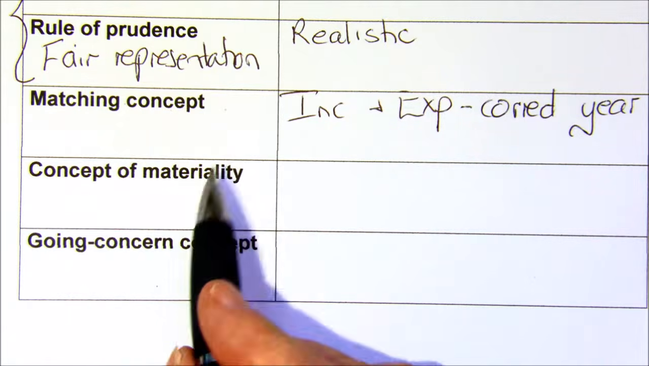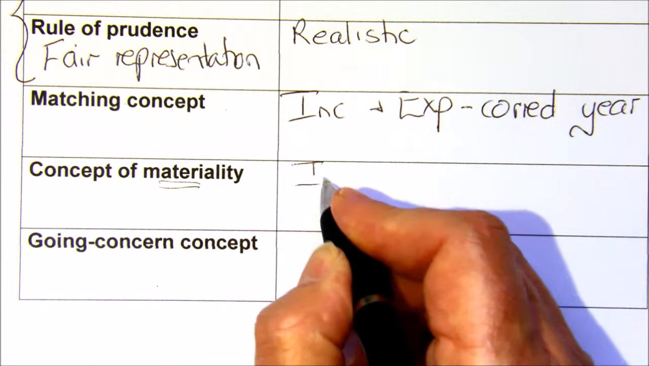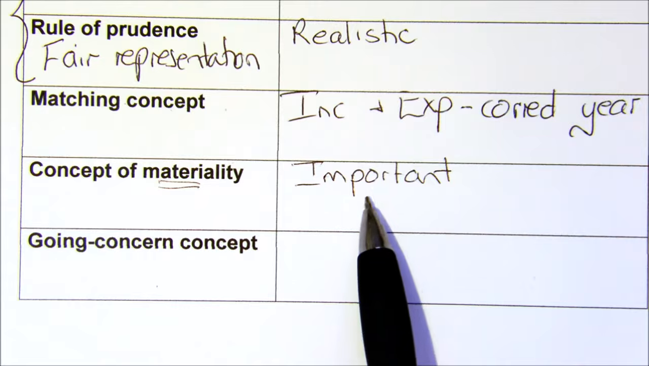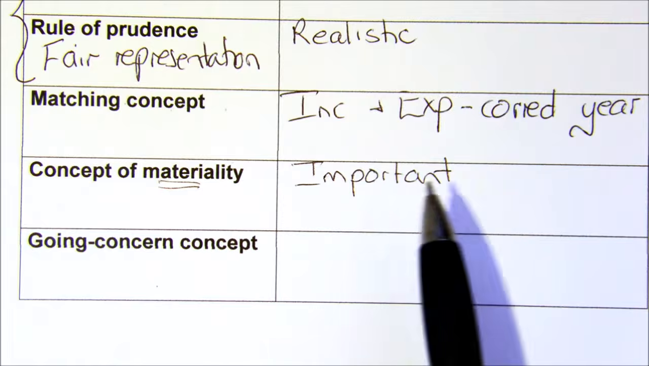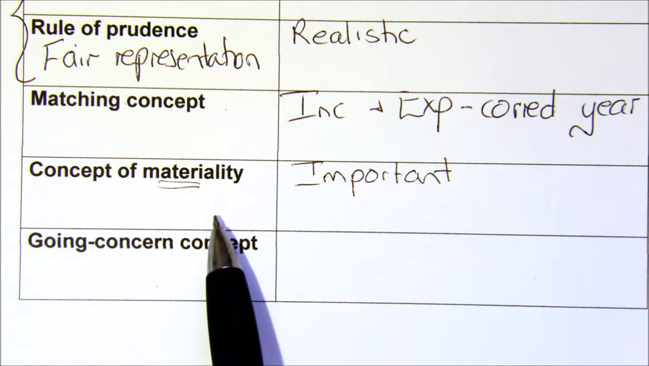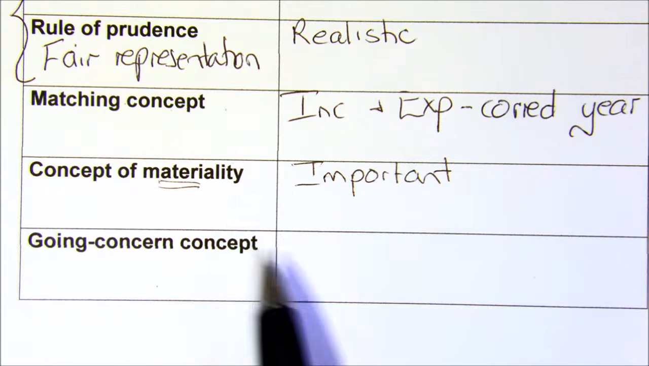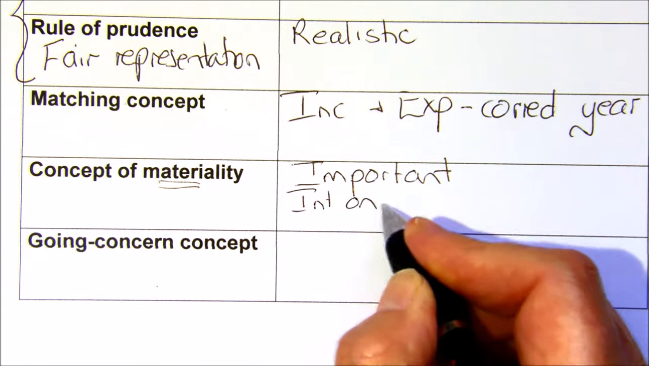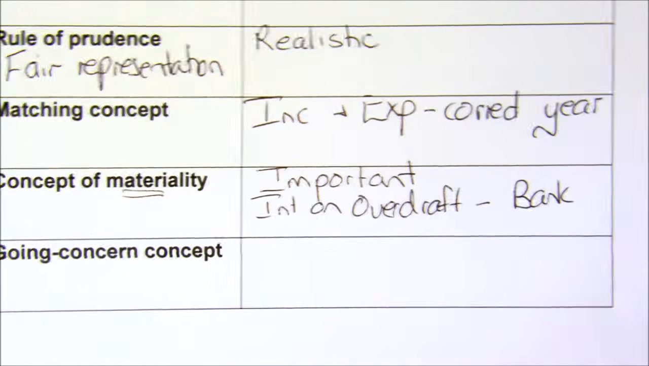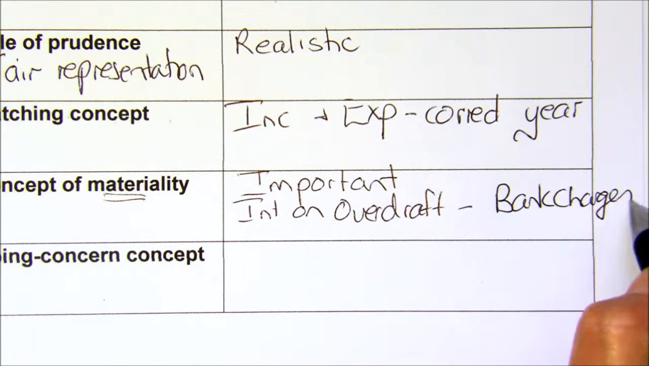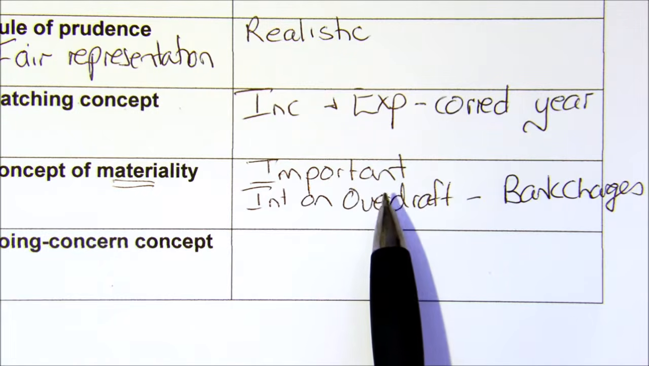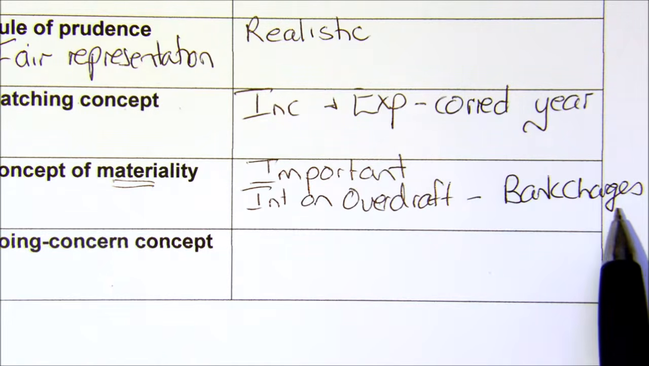The concept of materiality. Now this word materiality means, is it important? So often in a court of law you will hear this is material evidence. It's important evidence. Now if something is important in our books, we must show it separately. That is the reason why interest on overdraft is not a bank charge, because it is important to know what our interest is costing us, because we have to make decisions whether it's viable. It's an important concept. And so we do not lump it into bank charges.